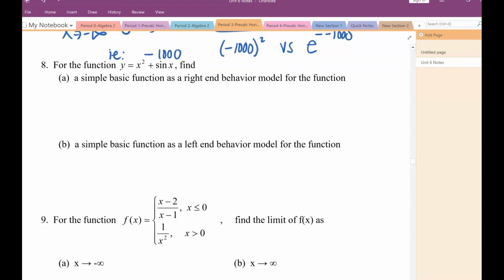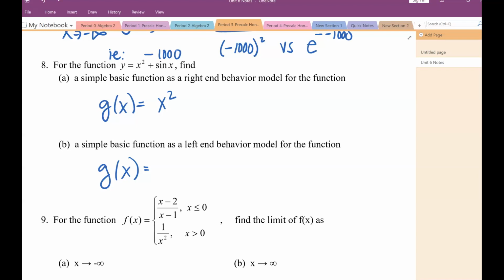You're given x squared plus sine of x. Give me the right end behavior model. What do you think? What would that be? G of x is x squared. Would you guys agree with that statement? Okay, x squared. How about the left? What would that be? Same? Would you agree with that?